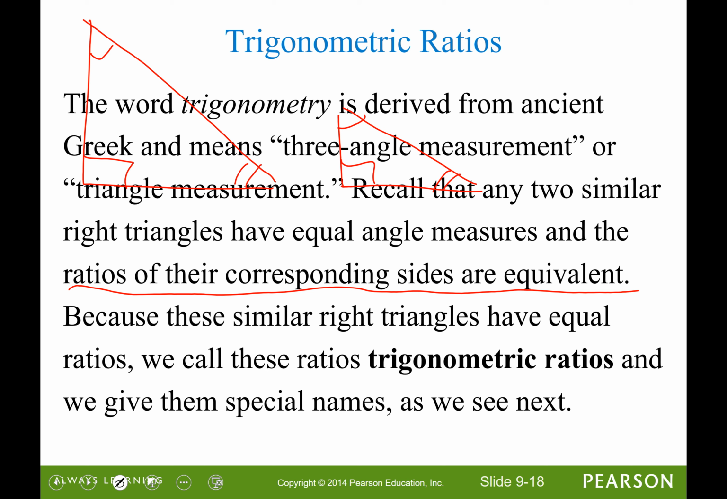Because these similar right triangles have equal ratios, we call these ratios trigonometric ratios, and we give them special names. So I'll use A, B, and C, and then we'll use E, F, G. And we know that A is to E the same as B is to F, the same as C is to G, okay? And we're going to see the special names on the next slide.